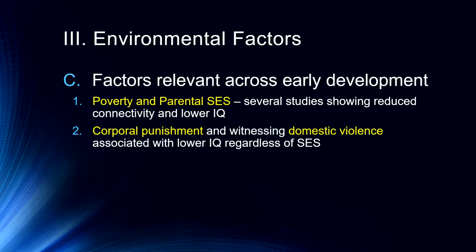Very important from both a public policy perspective and particularly when we start thinking about people who are sort of locked down at home during things like the COVID quarantine times. Corporal punishment and witnessing domestic violence are both associated with lower intelligence regardless of other variables, including SES. So while domestic violence and corporal punishment oftentimes co-vary with lower SES, in this case, these are independent of that.